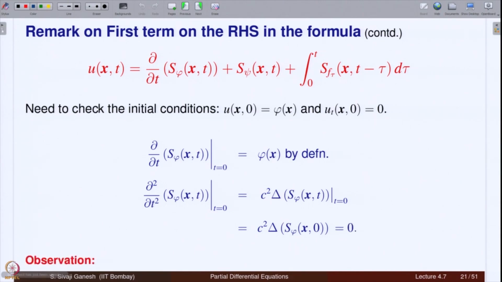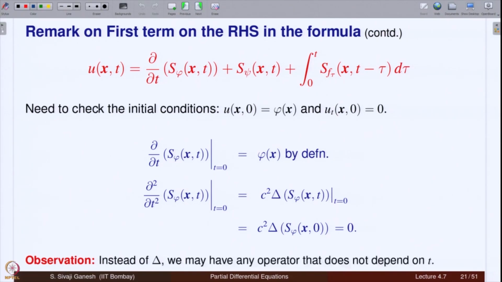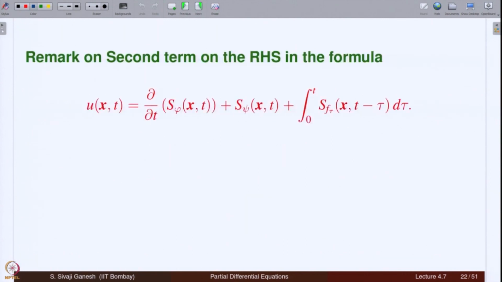Now, if you notice, instead of the Laplacian you could have had any operator that does not depend on t. This is an interesting and important observation. The Duhamel principle application is not limited to the wave equation only. You can apply it to u_tt equal to any operator L of u, as long as L does not involve the variable t. So, we check that the first term satisfies the homogeneous wave equation and the initial conditions u of x, 0 equal to phi, u_t of x, 0 equal to 0.